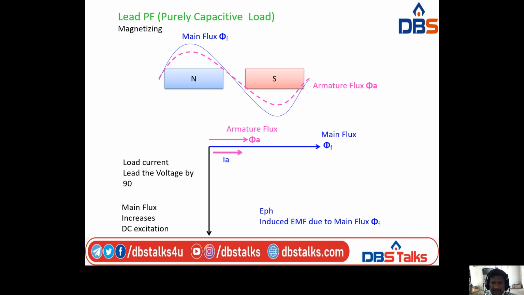Therefore, the armature flux is there. Both are aiding. The net flux is the main flux plus the armature flux.